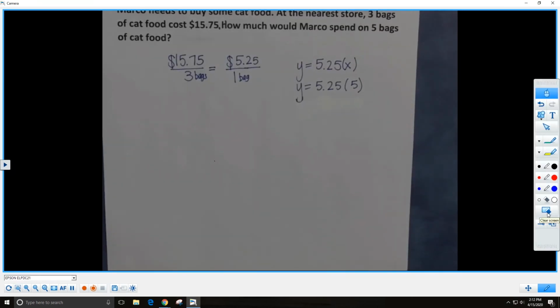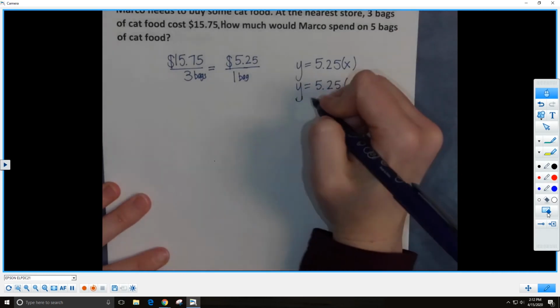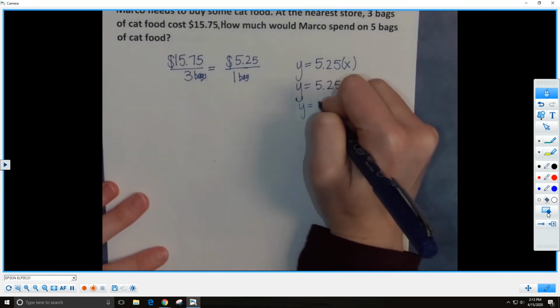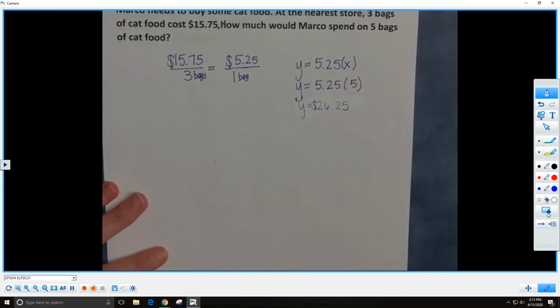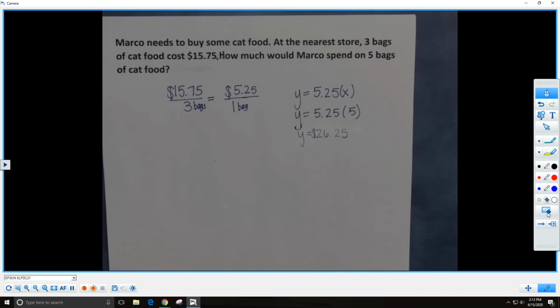All right, so when you multiplied $5.25 times 5, did you get $26.25? So now he knows how much money he needs to take to the store. Okay, so here's another one.